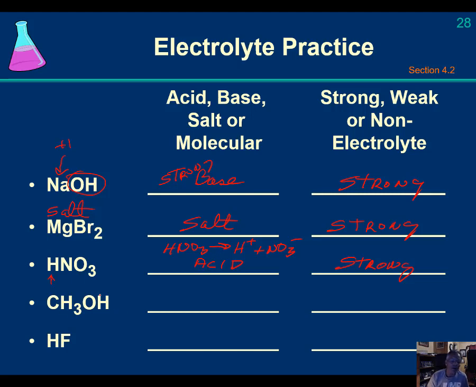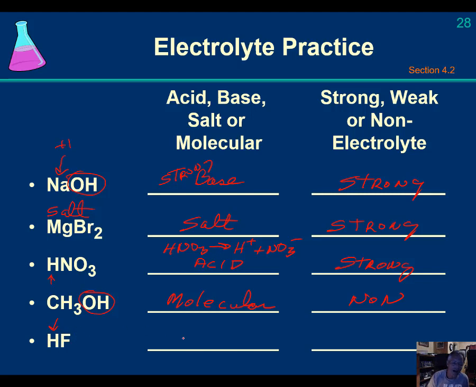Now, most people are going to look at this, they're going to see that OH, and you're going to say, oh, that's a base. Except that this is carbon and hydrogen. So this is not an alkali metal hydroxide. This is not a heavy alkaline earth hydroxide. As a matter of fact, this is not a hydroxide at all. This is an alcohol. This is a molecular compound. And what do you know about most molecular compounds? They're mostly non-electrolytes.